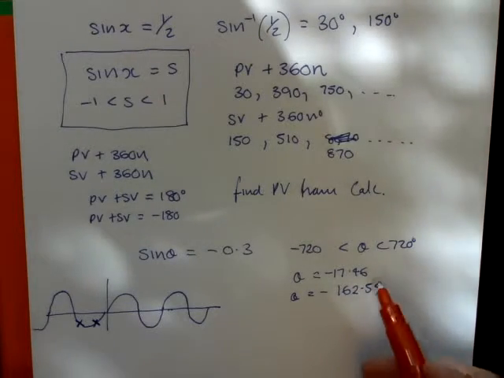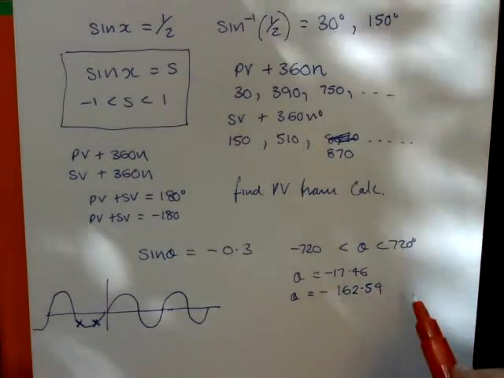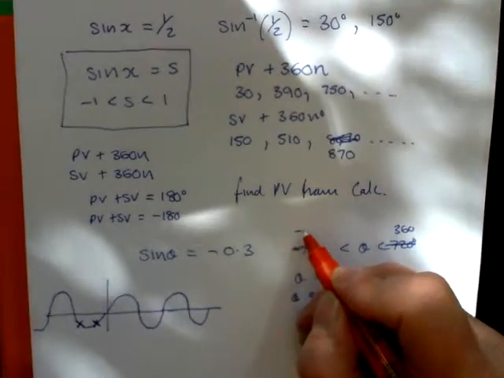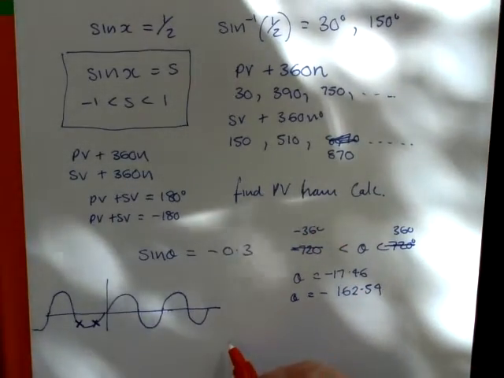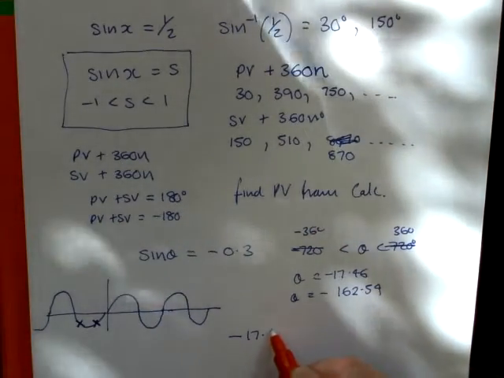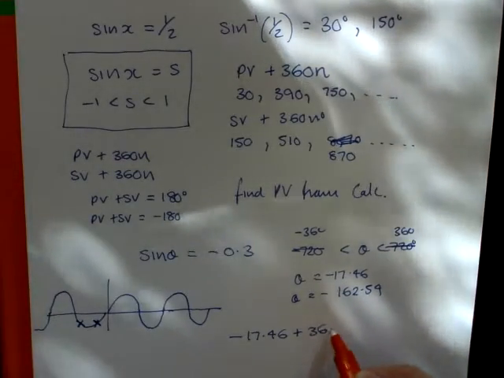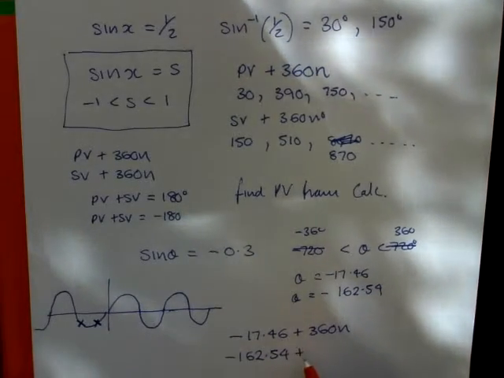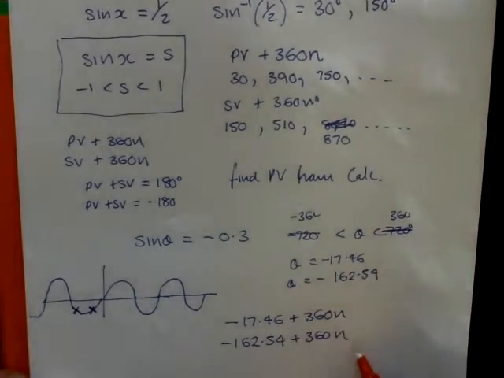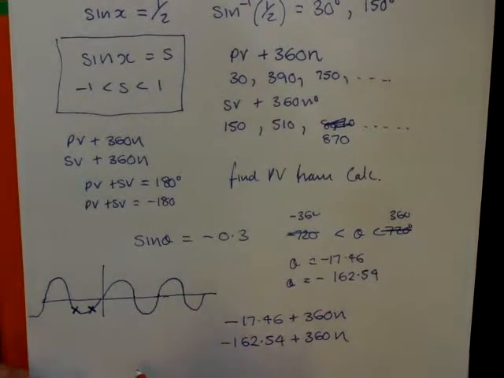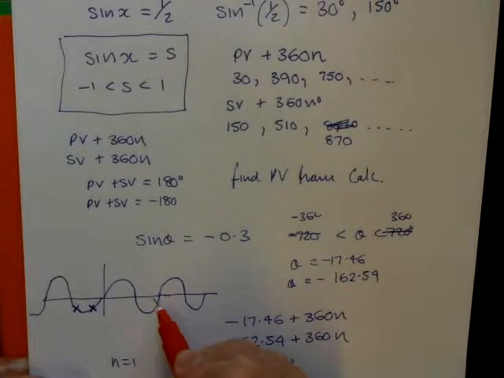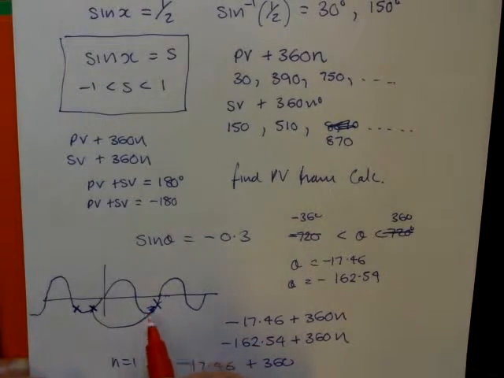Now we need to move on in steps of 360 to get other values. Now I've probably gone a bit too far here. I'm just going to change that to 360 and to minus 360. So if we put it into the formula, minus 17.46 plus 360n and minus 162.54 plus 360n. So if I make n 1 in the first, I'm going to get minus 17.46 plus 360, and that will take me to the solution there. So it jumps me on 360.